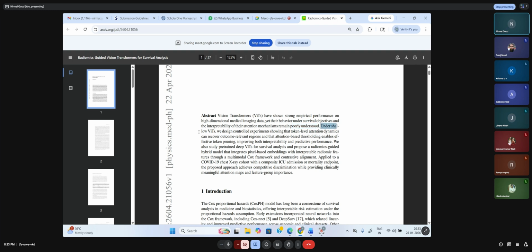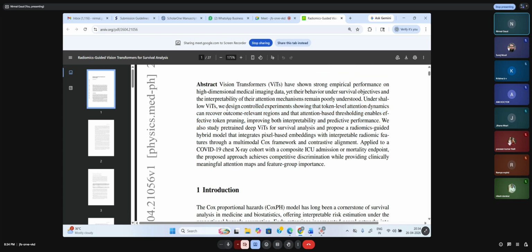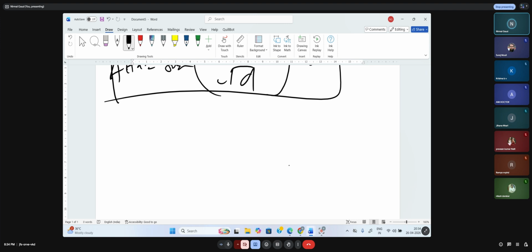And under a shallow ViT, we design controlled experimentation showing the token level attention dynamics to recover outcome related relevant regions, and that attention based thresholding enables effective token pruning, improving both interpretability and predictive performance. So the authors told that we did some experiment. What kind of experiment? In a controlled system, token level attention dynamics. Token level, obviously you know, a patch is a token for an image. We divide the image into patches, so a patch is a token.